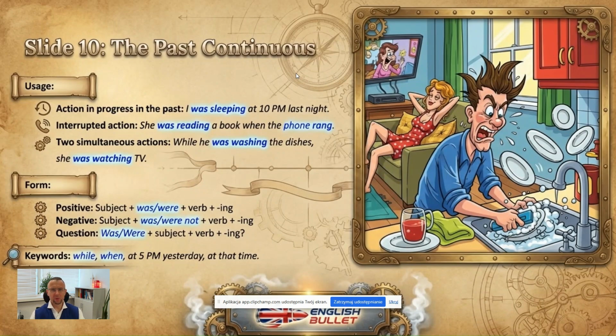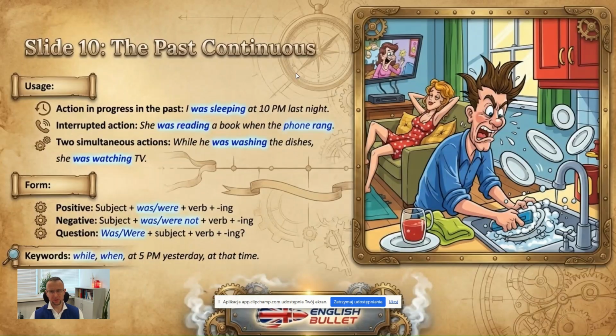Or what were you doing last evening, last night, because somebody called you and you didn't answer, and then you say, okay, I'm sorry, at 10 p.m. I was sleeping. I was already sleeping. It was in progress. Or when we talk about interrupted actions, she was reading a book when the phone rang.